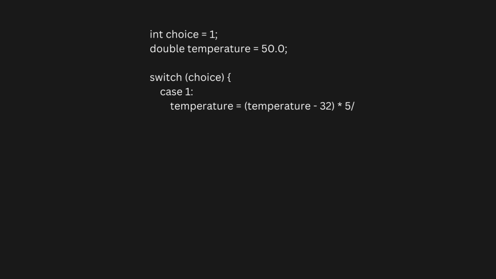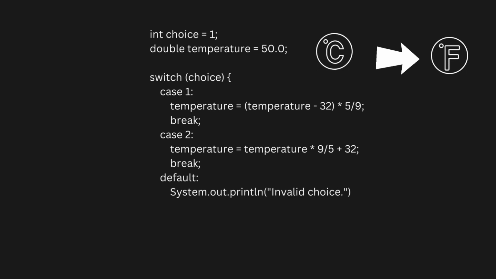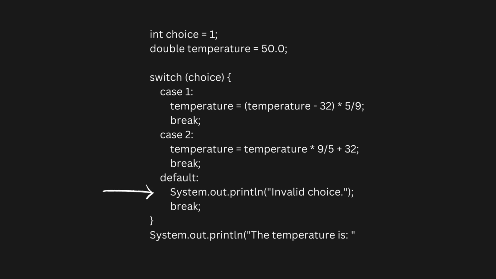If the value is 1, the program converts the temperature from Fahrenheit to Celsius. If the value is 2, the program converts the temperature from Celsius to Fahrenheit. If the value is anything else, the program prints the message "invalid choice."